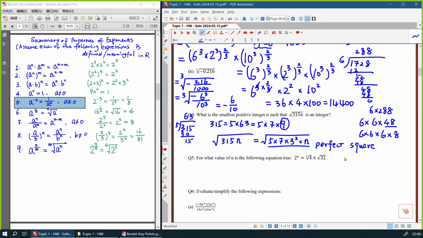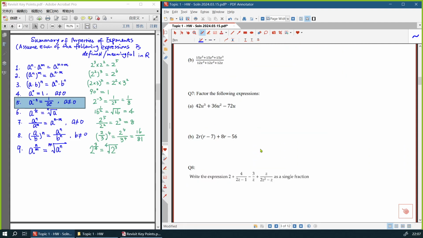Can I answer that? Yes, please. Oh, it's 35. Yeah, so n should be, we should add a 5, right? Add a 7 as well. So that equals 35. Because you need to have 2 5s, 2 7s, and 2 3s in order for this number to be a perfect square, right? Can you follow me? Sunny? Yeah. Okay, then next question.